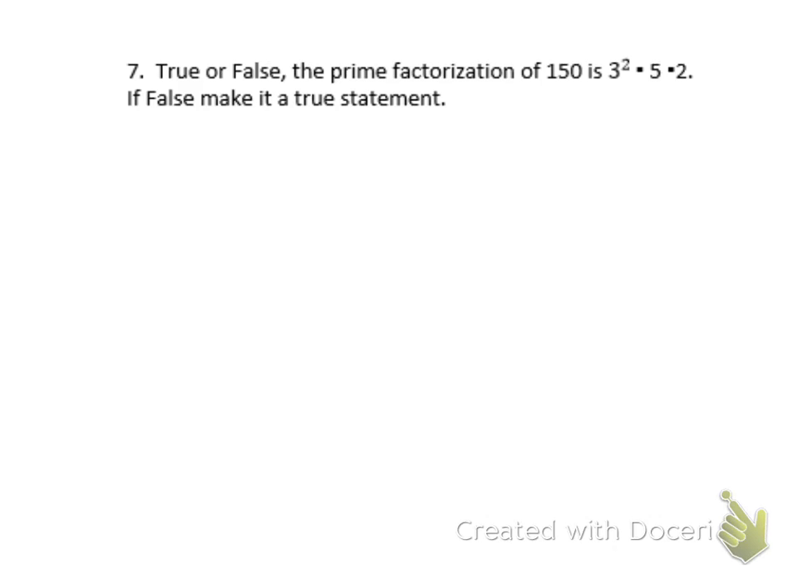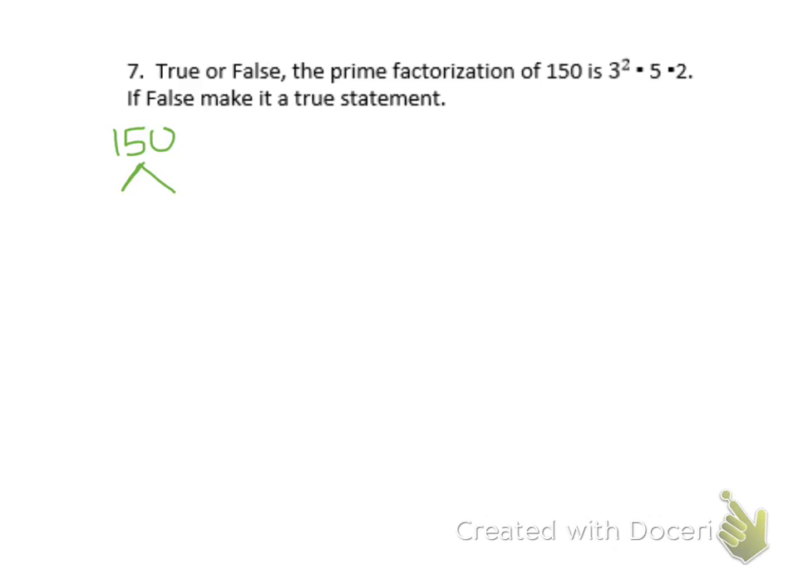Alright, number 7, true or false. The prime factorization of 150 is 3 squared times 5 times 2. If false, make this a true statement. So before we can check this, we have to either make a factor tree or do upside down division to come up with the prime factorization to see if they were correct or not. So I'm going to go ahead and do a factor tree.